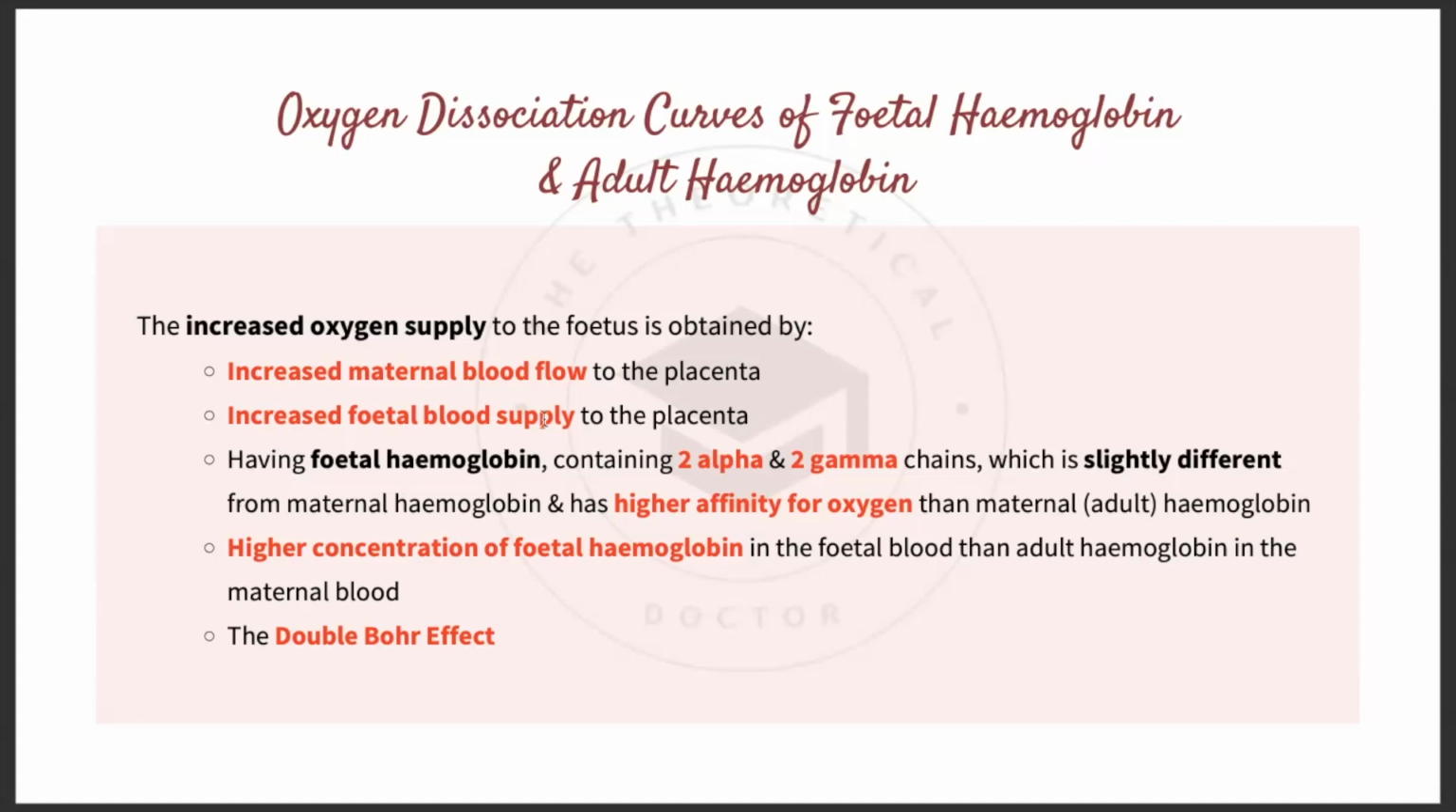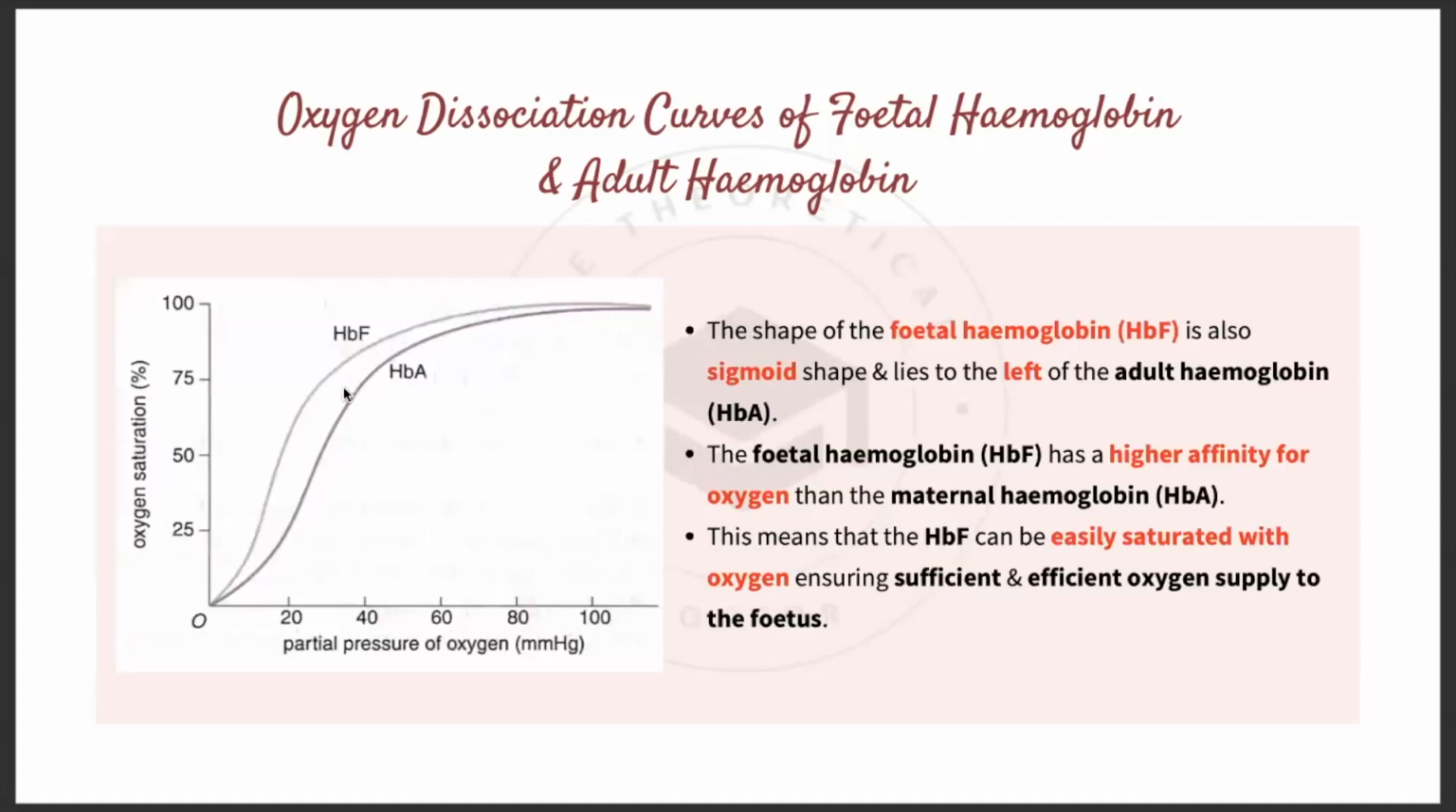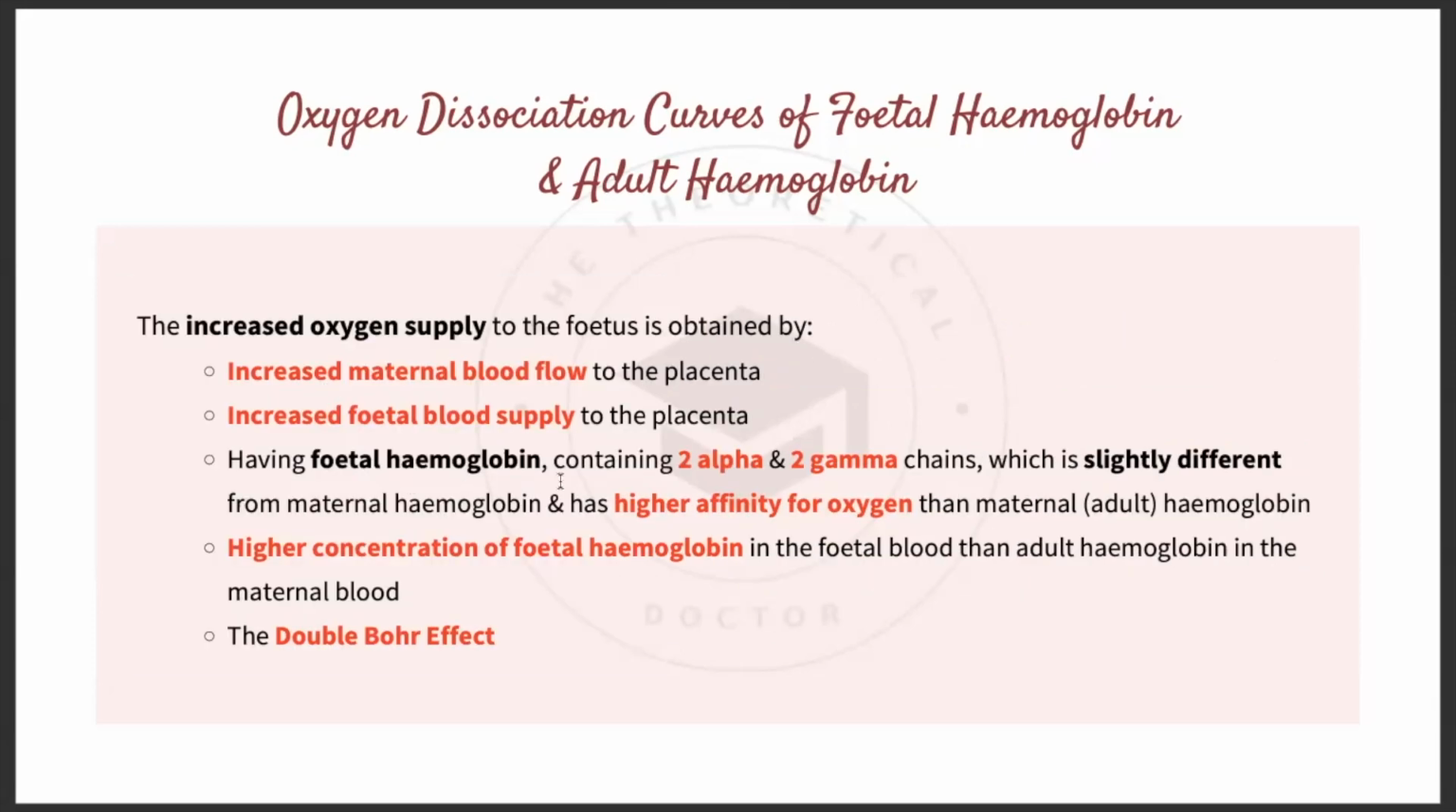Third, having fetal hemoglobin. As I mentioned earlier, it's the same, it's just that why is it on the left? Because the fetal hemoglobin consists of 2 alpha and 2 gamma chains. It's slightly different, and because of this difference, it has higher affinity for oxygen than the adult hemoglobin. Fourth is the higher concentration of fetal hemoglobin in the fetal blood. When there's more fetal hemoglobin and it already has a higher affinity for oxygen, therefore more oxygen can diffuse to the fetus. And finally, the double Bohr effect, and I'll talk about this next.